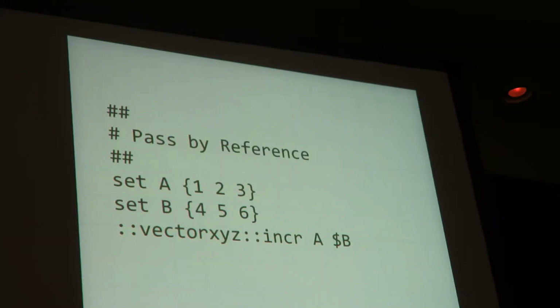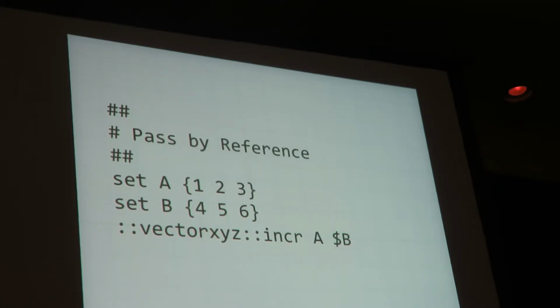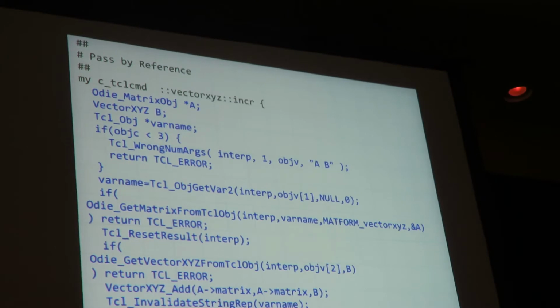So here we've got A and B, and I can give it the equivalent of an incr operator, where I feed it the variable A instead of the value A. And what will happen is B will be added to A. Nothing gets returned because A is now this new value. And on the C API level, instead of using the copy operator, which gets the known type from inside the object, I instead return this generic form of the matrix where I'm looking at the actual double array on the inside. So that's why I'm using the Odie get matrix from object.